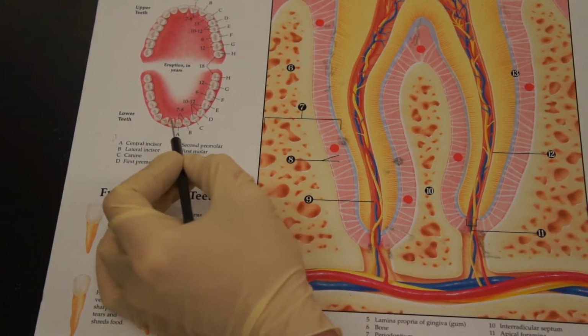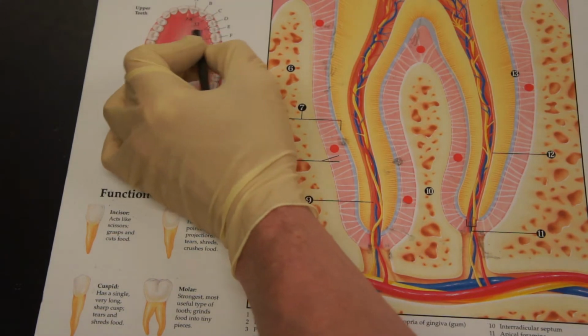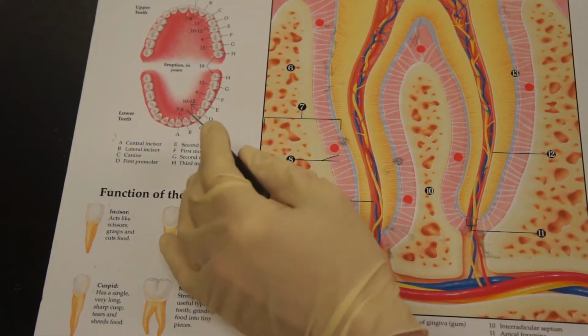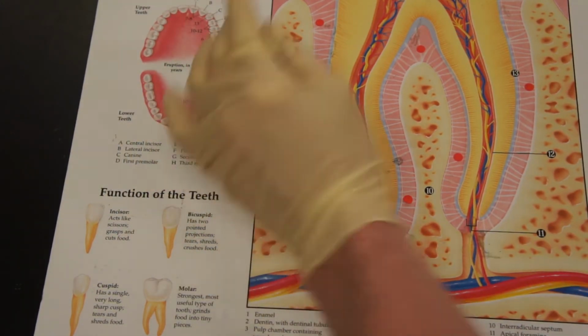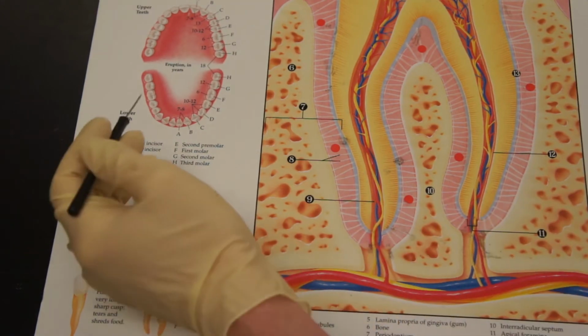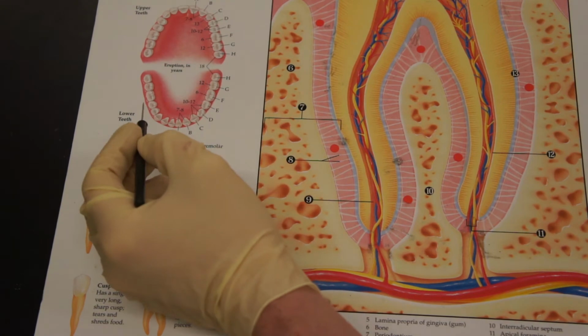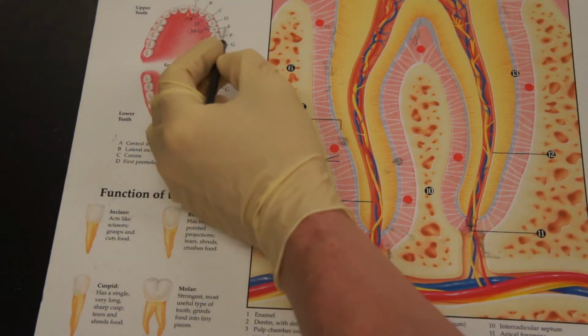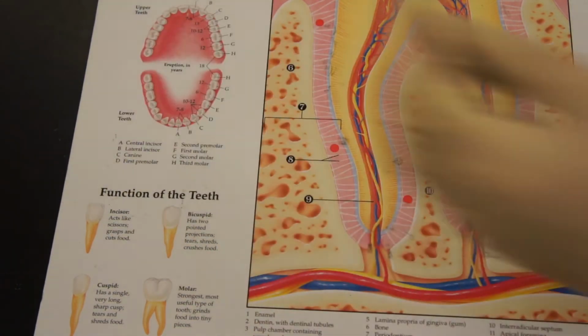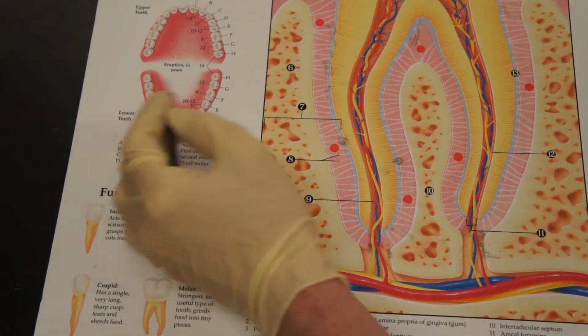At the front of the mouth we have 8 incisors. Besides those, we have 4 canines or cuspids. Besides those, we have 8 premolars or bicuspids. And in the back, we have 12 molars.